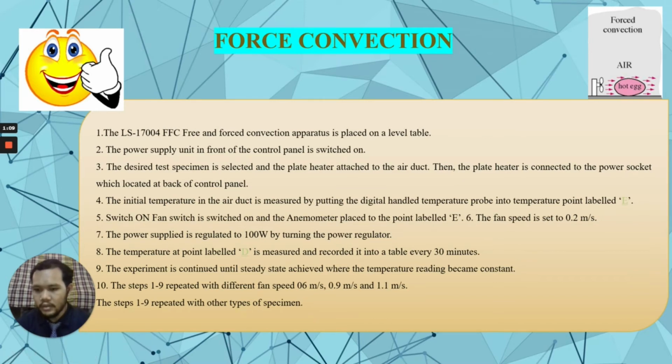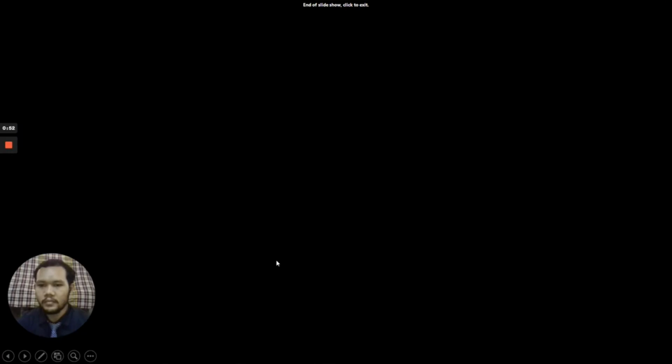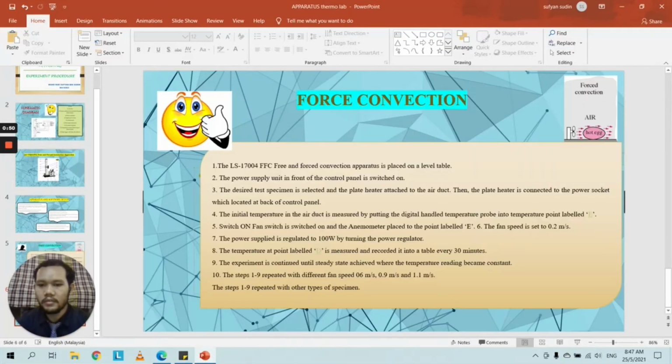Step 1 until step 9 is repeated with different fan speeds: 0.6 meter per second, 0.9 meter per second, and 1.1 meter per second. And step 1 until step 9 is repeated with the other type of specimen. So I think that's all from me.